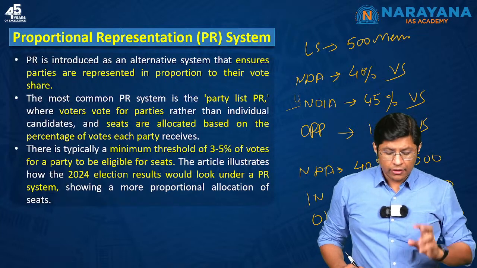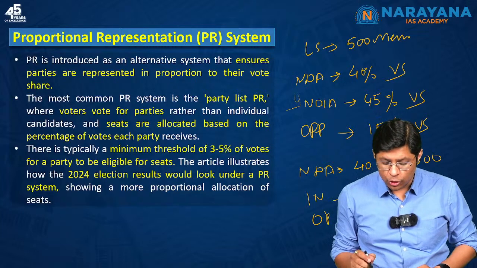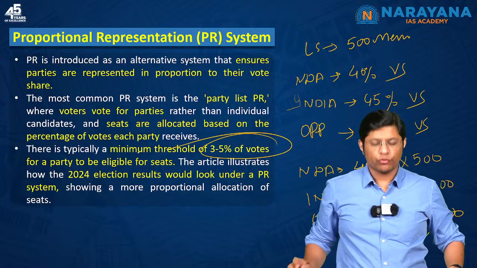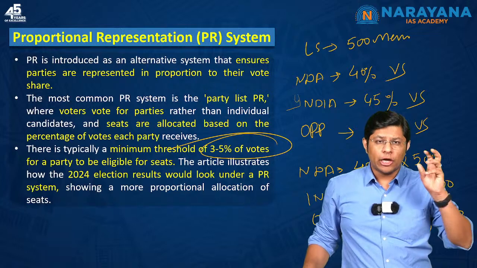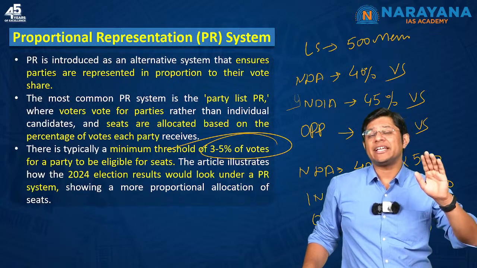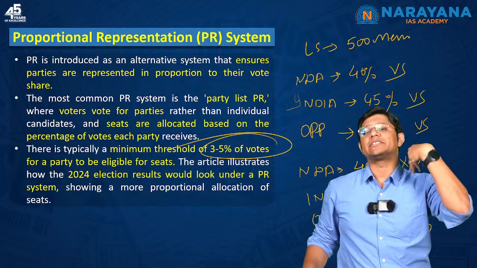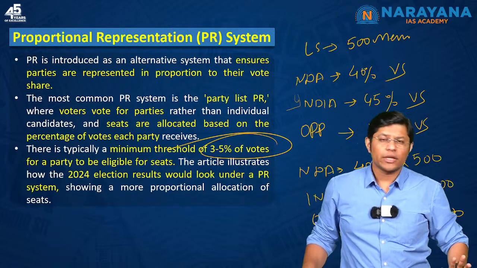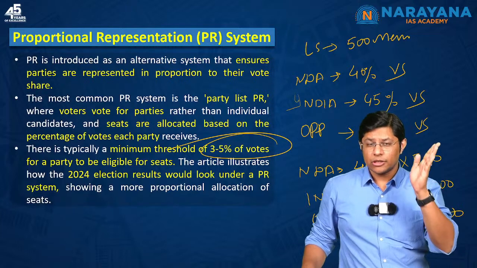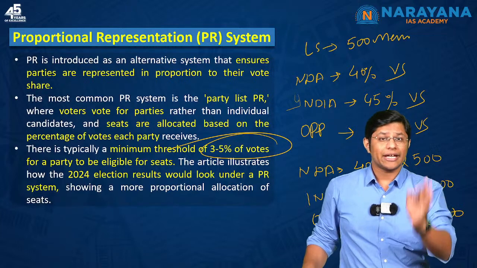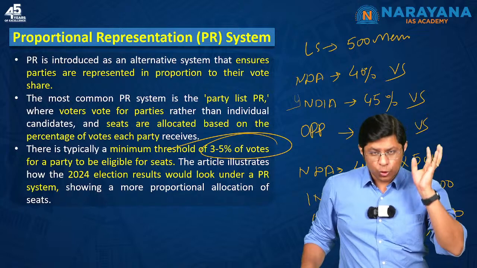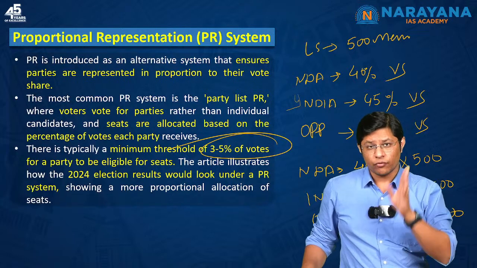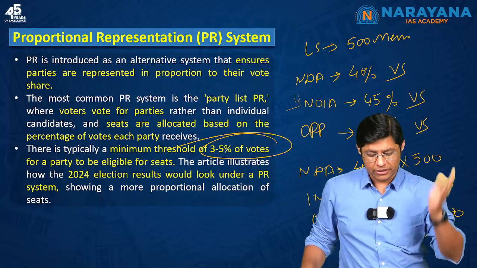But here there is typically a minimum threshold of 3 to 5% of votes, which means a political party has to secure at least more than 3 or 5% of votes to get seats. So let's say a political party gets only 1% of votes. Now this political party won't get even one seat. So to get seats, your vote share should be more than 3 or 5%.